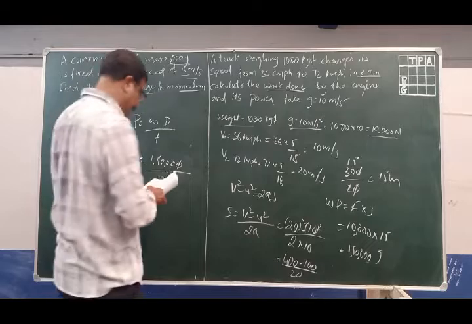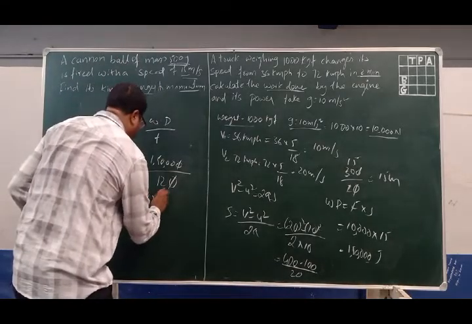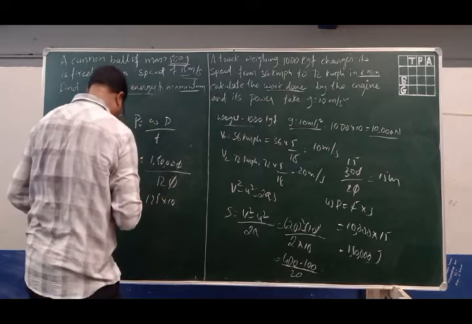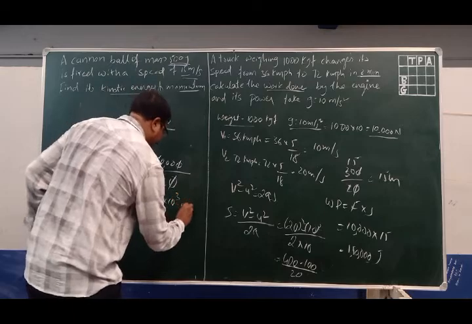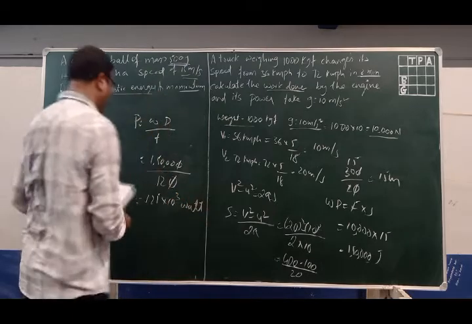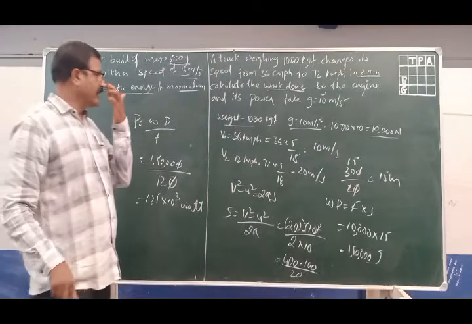So that will get it as 1.25 into 10 to the power of 3 watt. So 1.25 into 10 to the power of 3 watt will be the power. Once again I will explain here.